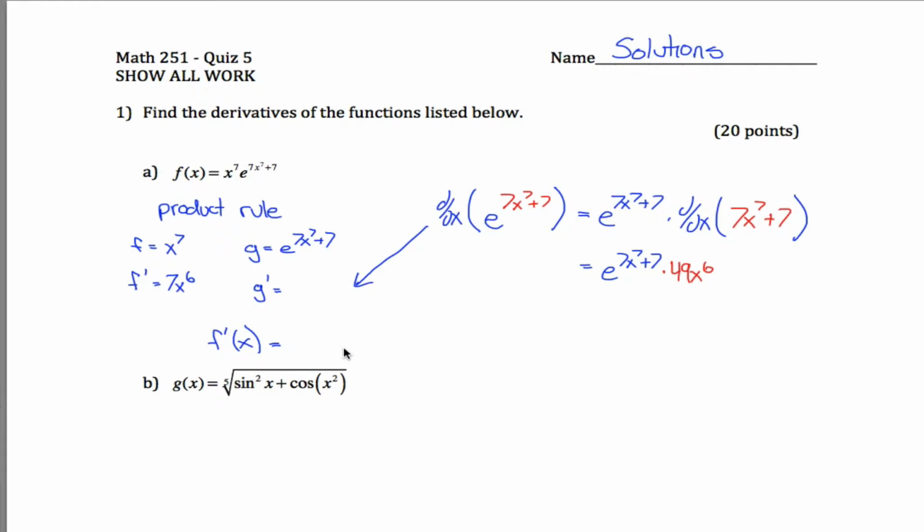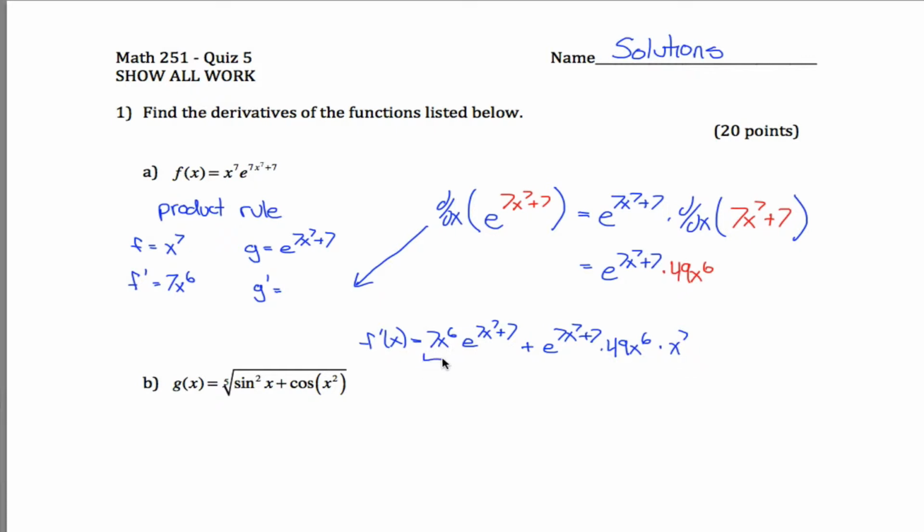Maybe I'll leave myself a little bit more room. F prime, 7x to the 6th, times g, times e to the 7x to the 7th plus 7, plus g prime, which is this thing over here, e to the 7x to the 7th plus 7 times 49x to the 6th times f. Can you simplify this? Absolutely you could. Don't know that you want to or that you need to, but you could if you want to. I think I'm going to leave it just like this though.